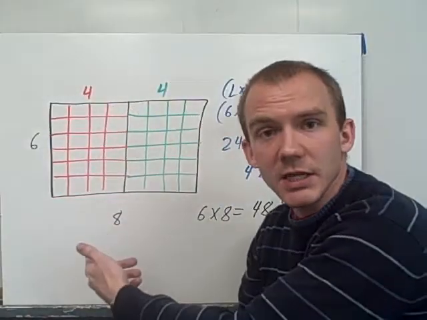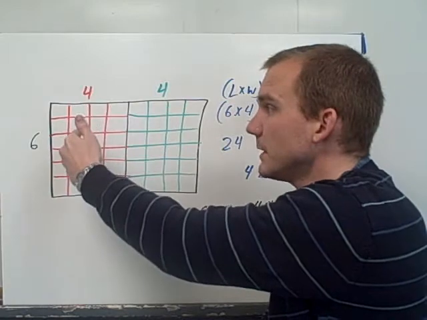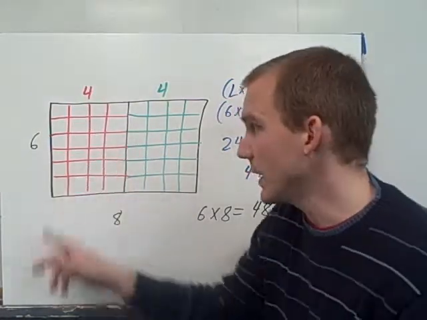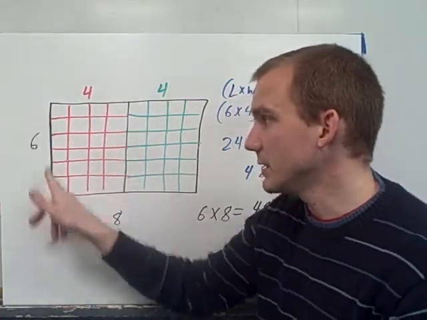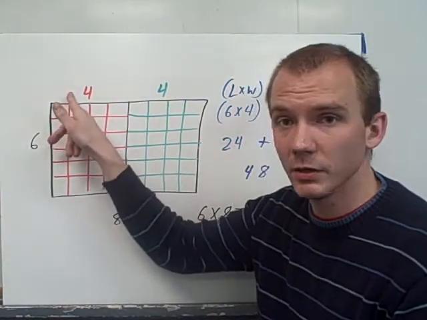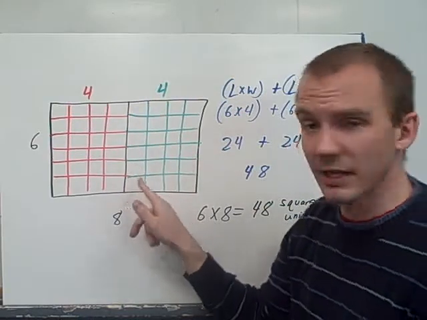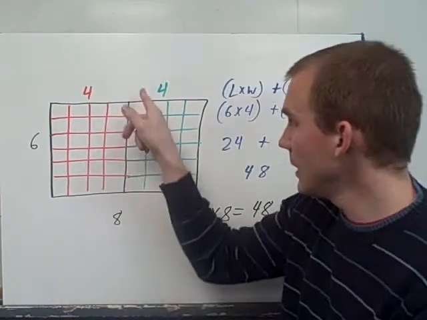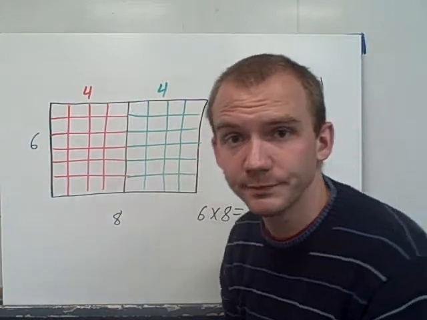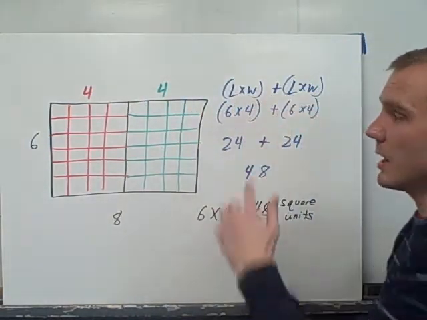So we have the same rectangle, 6 by 8, except I've split it into 2 rectangles now. We have a rectangle that is still 6 rows, or has a length of 6, but now it has a width of 4. And a second rectangle with 1, 2, 3, 4, 5, 6. The length would still be 6, and your width now is also 4. So remember, length times width plus length times width.